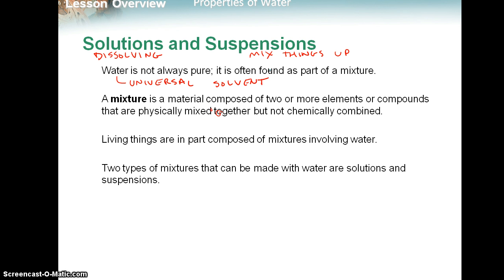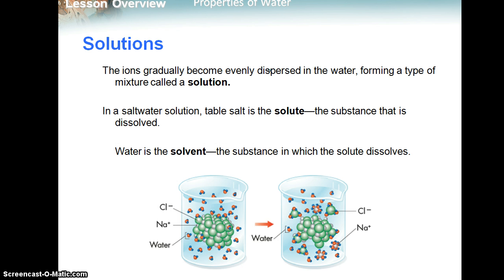Right? So a mixture is a material composed of two or more elements or compounds that are physically mixed together but not chemically combined. And so in solution, we're taking that salt and we're breaking it apart, and the water is basically grabbing on to those salt particles. And we're ionizing the salt. We're getting chlorine ions and sodium ions.